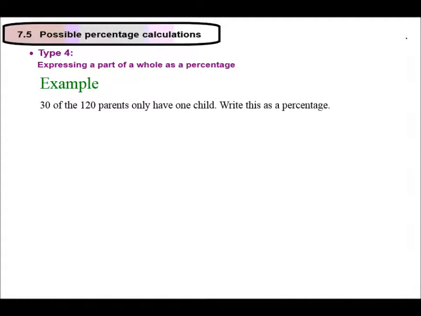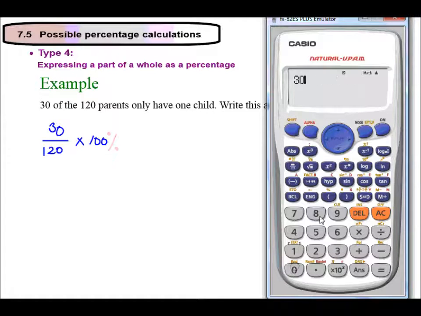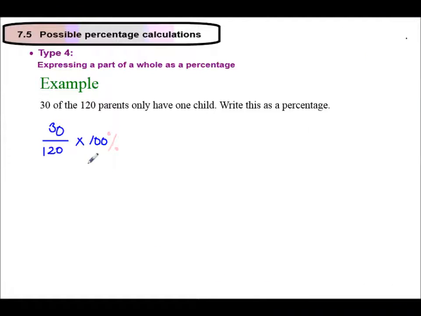Type 4, expressing a part of a whole as a percentage. 30 out of the 120 parents only have one child. Write this as a percentage. Well, 30 out of the 120 have one child. How do we change a fraction to a percentage? We multiply by 100%. It is a unit, not part of the calculation. So we are going to say 30 out of 120 multiplied by 100 equals 25. So that is going to be 25%. 25% of these parents only have one child.